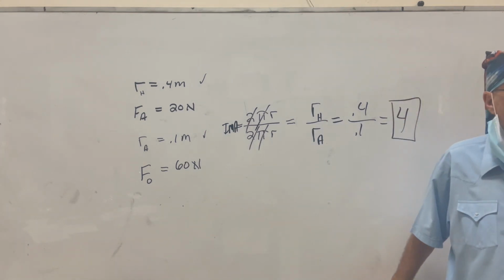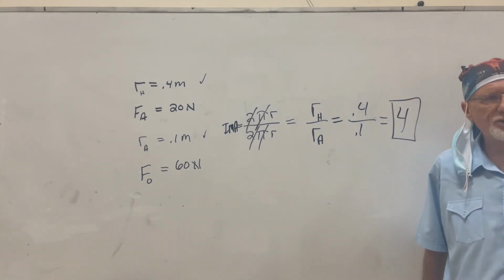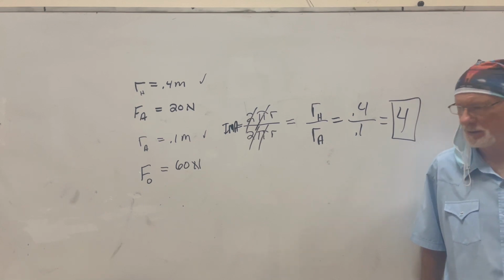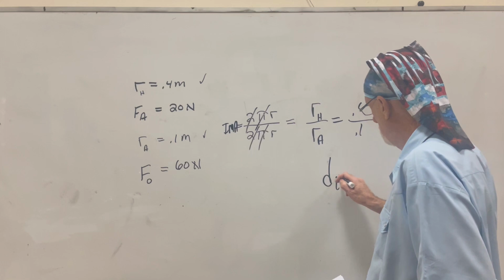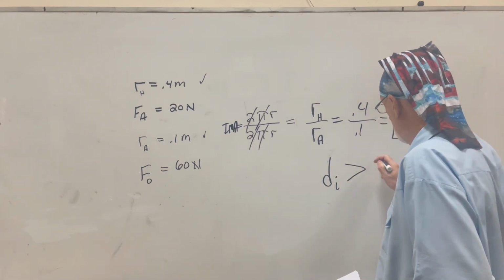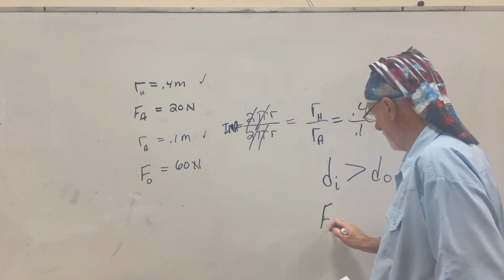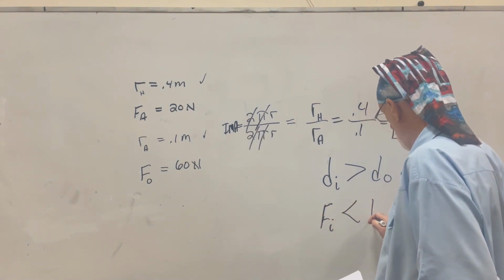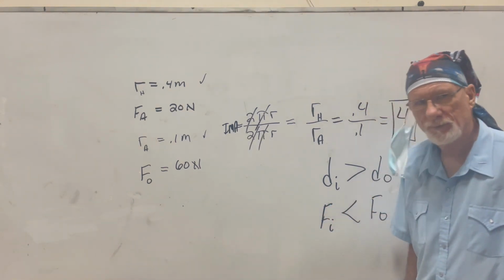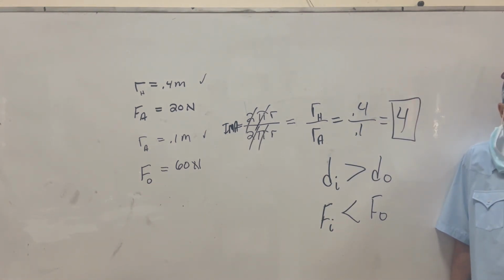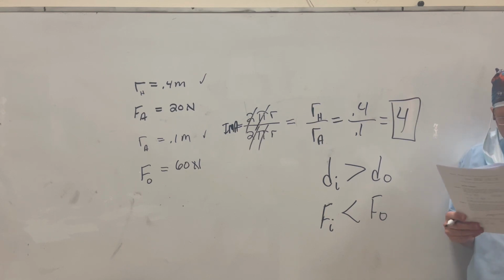You see that? And you know that's true because the DI is always greater than the DO, and the FI is always smaller than the FO. Lock that in your brains. Okay? The force of the bucket, let's see, part B.